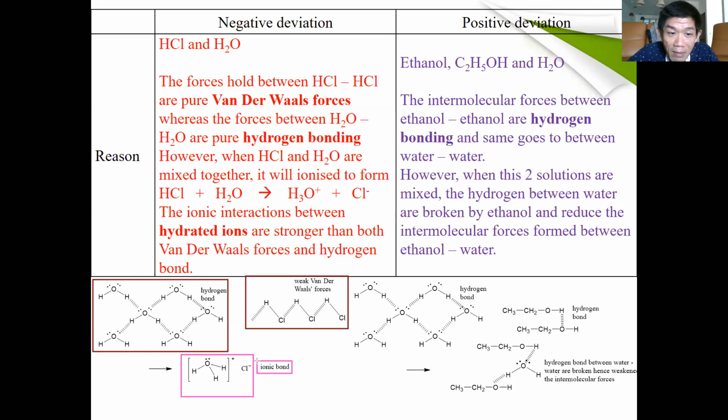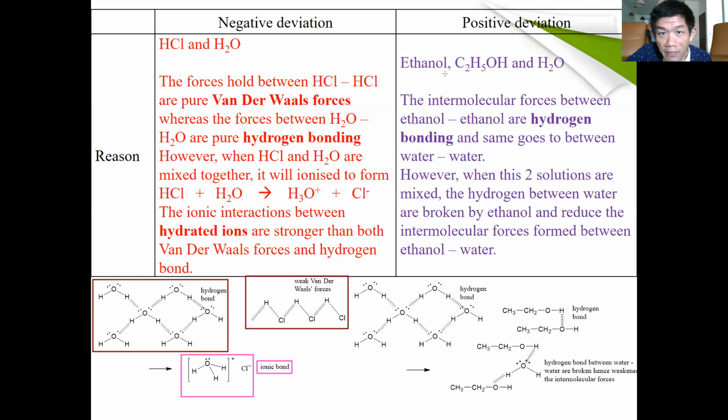So in here, after mixing HCl and H2O together, they ionize to become H3O+ and Cl-. Hence, the intermolecular forces between positive and negative ions are ionic bonds. Therefore, they form strong electrostatic attraction forces.